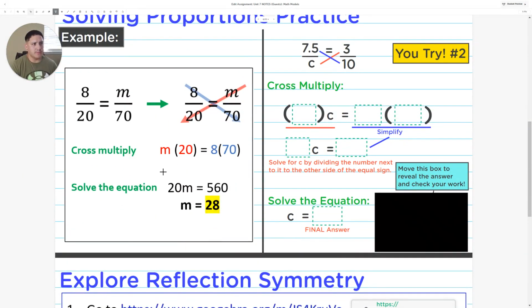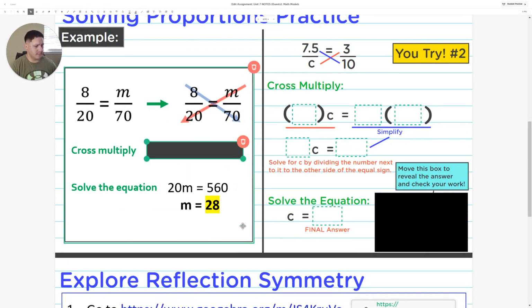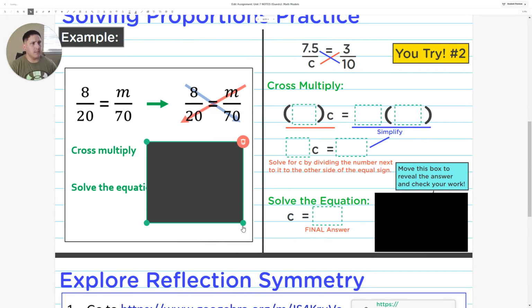Here's another example. So again, we want to know what the m value is. Well, we notice that this is set up like a proportion. A fraction equals a fraction. Therefore, we're going to cross multiply. M times 20 and then 8 times 70.